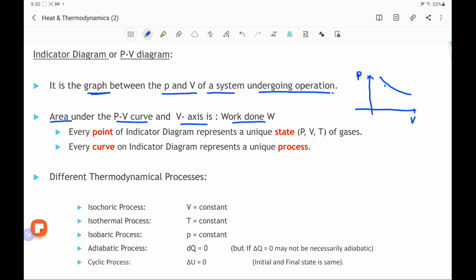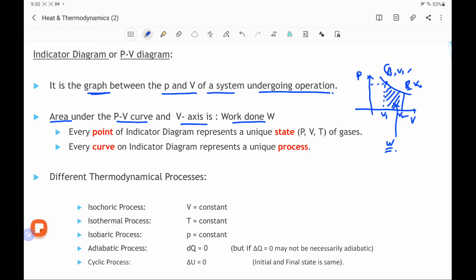And the area under the PV curve and the volume axis is the work done. If we take at volume V1 and pressure P1, this is one of the points, the initial state, suppose P1 V1, and after that its volume becomes V2 after some time and pressure becomes P2, then this area will be the work done by the gas or system.